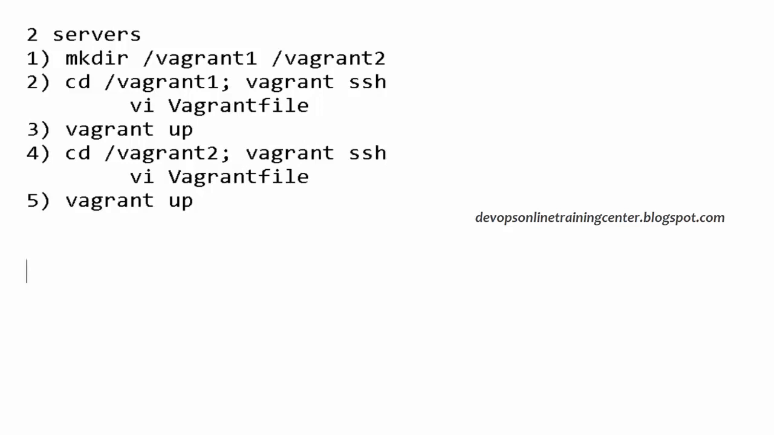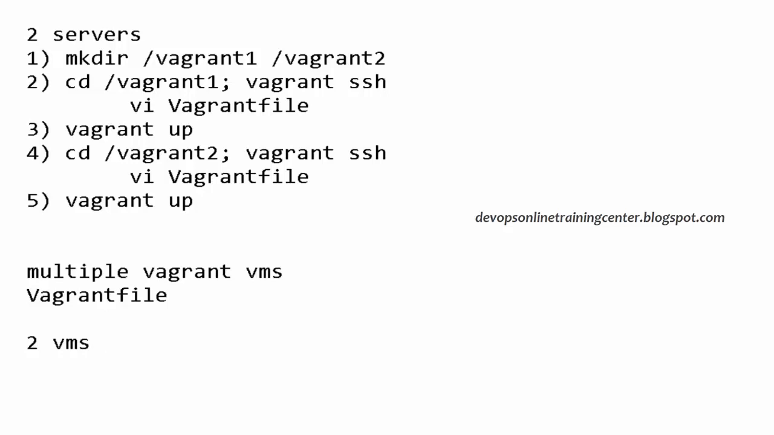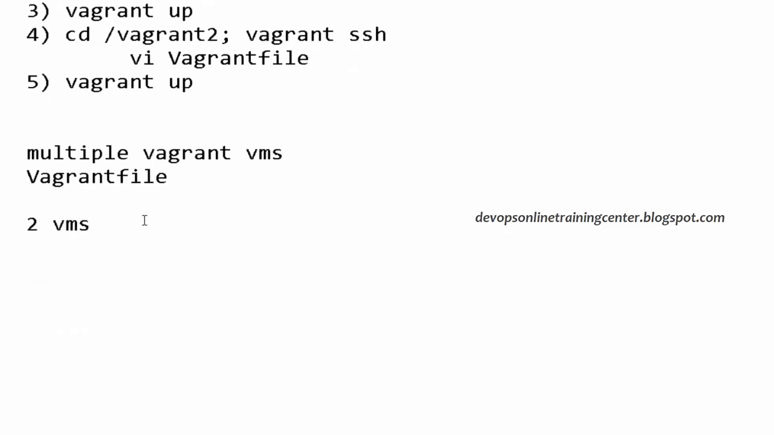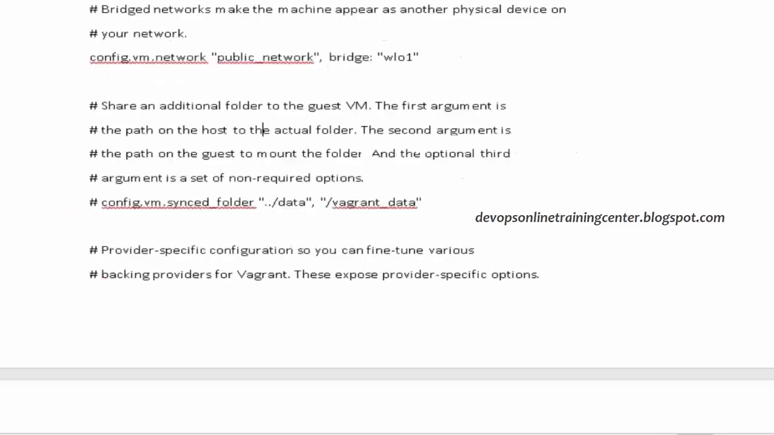Or we can also create multiple Vagrant VMs using a single Vagrantfile. Here we mention the properties of VM1 and the properties of VM2. Then when we say vagrant up, it creates 2 VMs. We can do multiple VMs, 3 or 4 VMs, using a single Vagrantfile. It creates the VMs one by one. So that is the basic one.